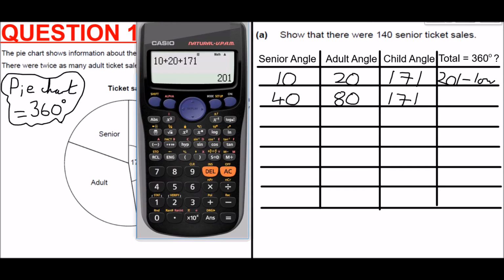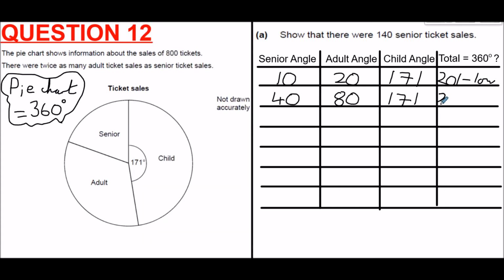Let's see if this comes to the correct total. 40 plus 80 plus 171, 291. So still a bit too low because it's not added up to 360. So let's try going a bit higher. Maybe 70. Double 70 is 140. Remember, the adult angle will be twice as big because there's twice as many adult tickets. And the child angle will always be 171 because it tells us. Let's add these up.